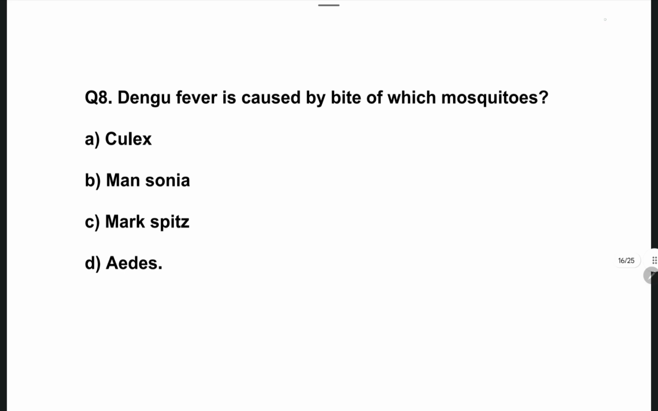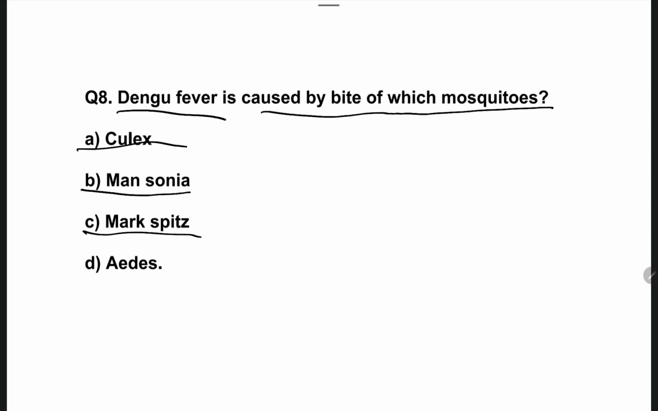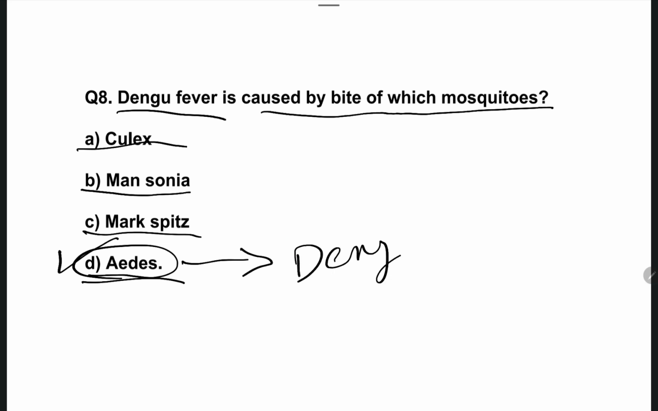The next one is, dengue fever is caused by the bite of which mosquito? Options are Culex, Mansonia, Mastomys, Aedes. The right one is option D, Aedes mosquito. So Aedes mosquito is the cause for dengue fever.